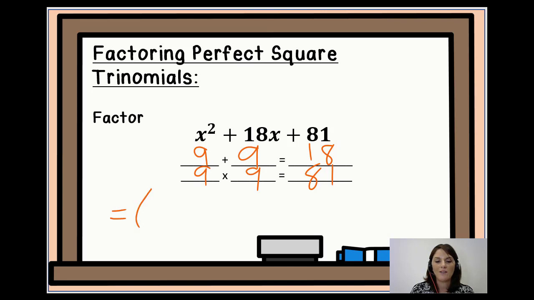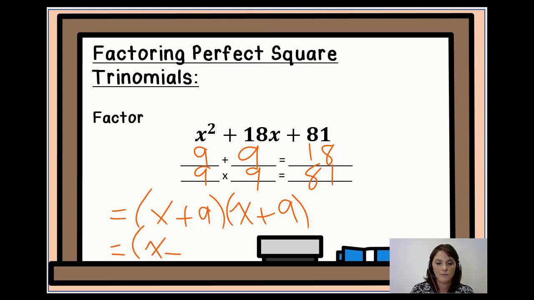In the first bracket, we have x plus 9. And in the second bracket, we have x plus 9. Because our two brackets are the same, we can actually write this as a single bracket squared. So I'm going to rewrite this as x plus 9 in brackets, all squared. And that is how you factor a perfect square trinomial. We just have a couple more examples and then we'll be done.